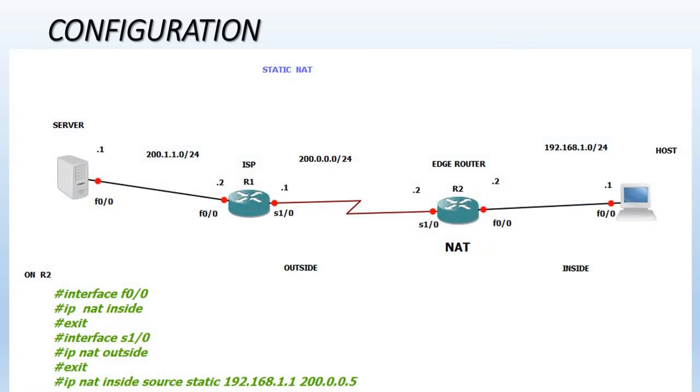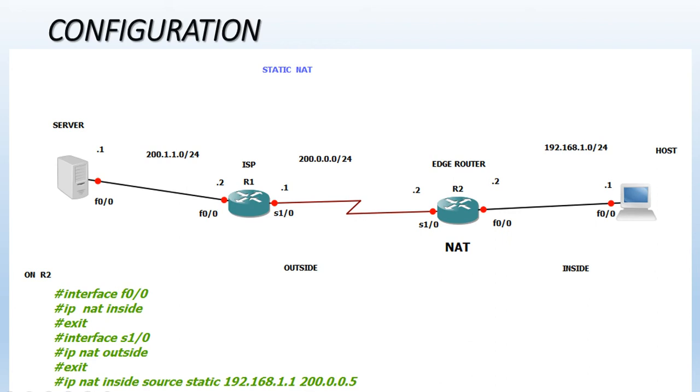Now the configurations. So in static NAT, as you can see, this is the diagram for the lab that we are going to configure. Here is one host which is the private host using IP address 192.168.1.1. Then there is the edge router where we will configure NAT. Then the ISP router, which is the public router, and the public host, which is a web server. So these are the commands that we will configure on the edge router.